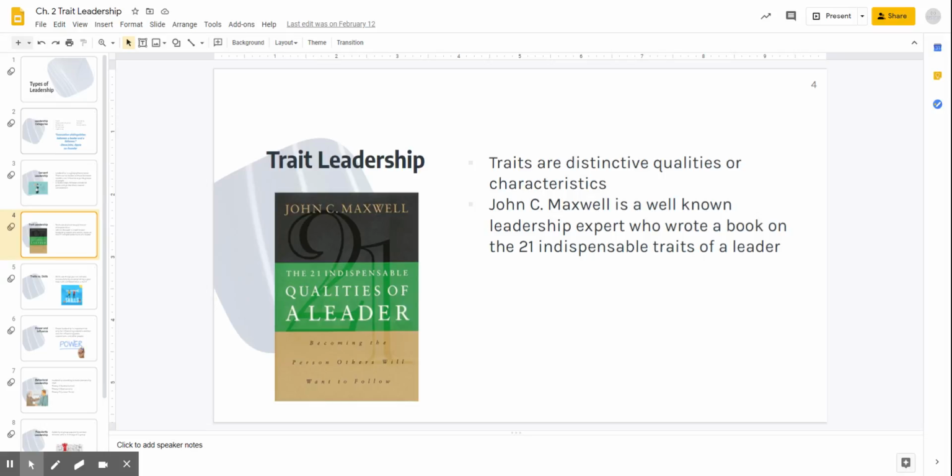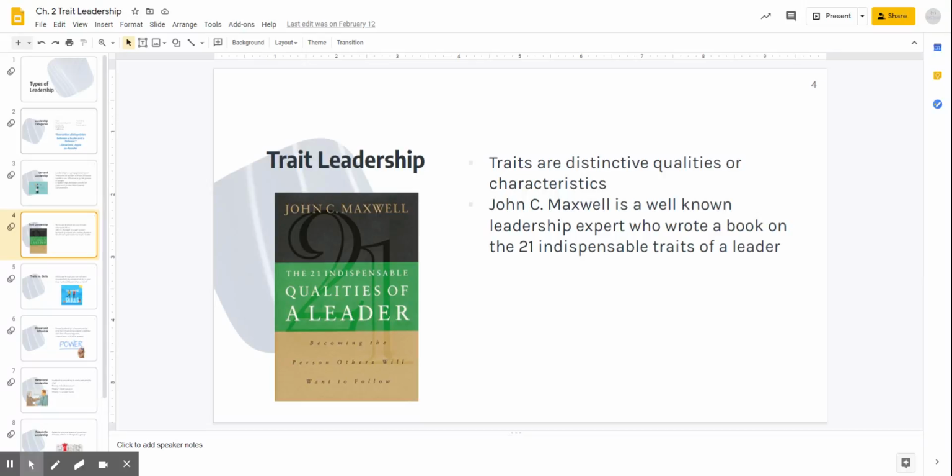When we look at trait leadership, I shared a video with you from YouTube about those traits. John C. Maxwell wrote a book, probably about 15 or so years old, about the indispensable qualities of a leader, and it focuses on the great leadership qualities that we are going to have. The next time we meet in class, we'll dive into what those traits are, why they are important for us as leaders, and what they actually mean.